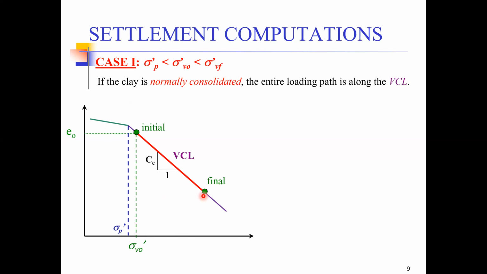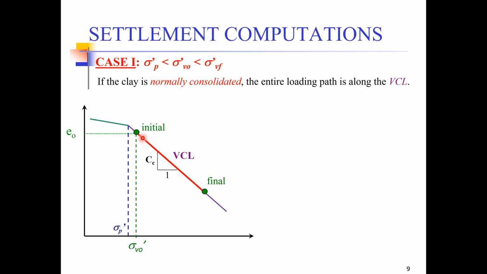Isn't this what we do in the case of a consolidation test? We first apply a certain initial load, and when we increase the load, we move towards the right. Our applied stress keeps on increasing, and our void ratio keeps on decreasing. So we will reach around this point. So this is our final stress level.